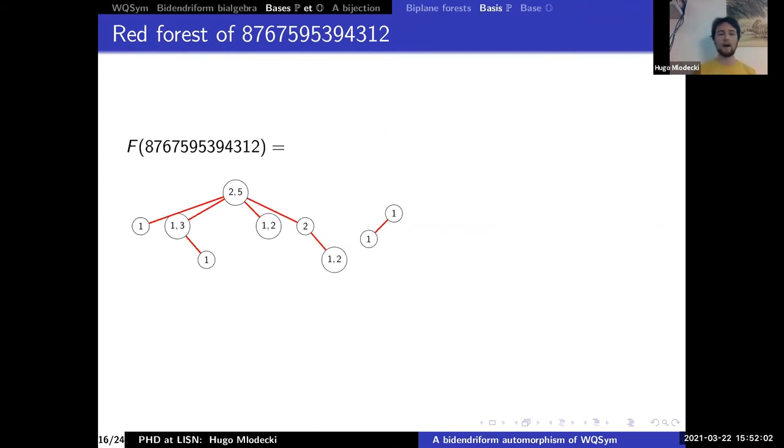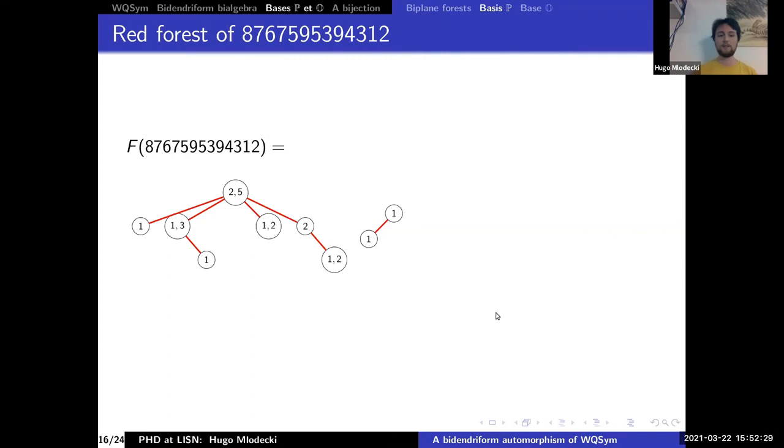And at last we get this red forest where nodes are labeled with integers, lists of integers. Actually, it means that it is the position of maximums of some word. So that's what we get.